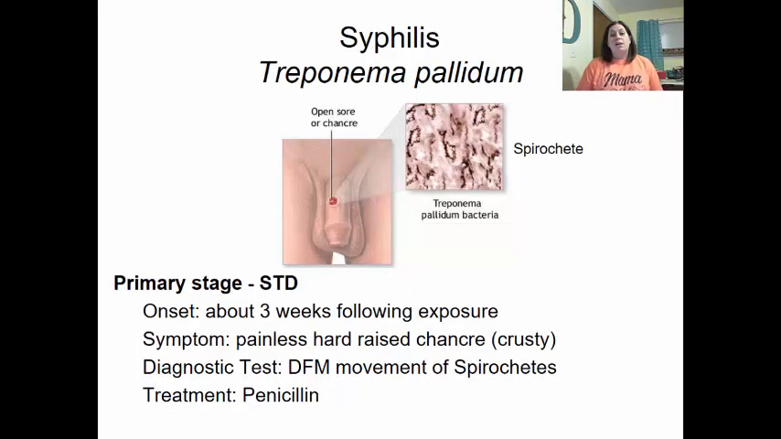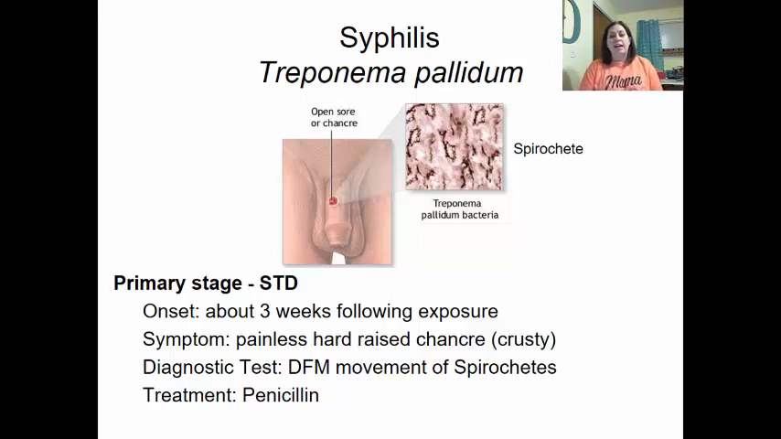So syphilis is caused by Treponema pallidum. When we look at syphilis, it undergoes several stages in its infection. We see that this is a spirochete. The spirochete gives a spiral shape. The primary stage of this infection is where there's an onset about 3 weeks following exposure. The symptoms are normally a painless, hard raised chancre, and it becomes crusty.